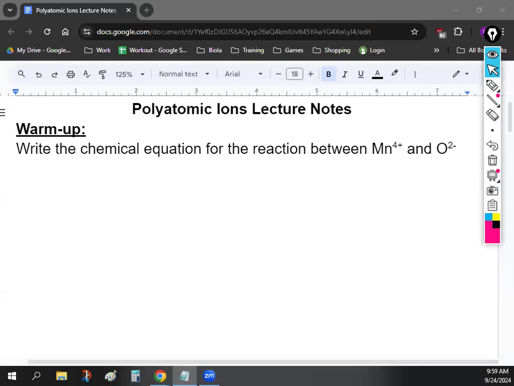All right, so for the warm-up, we're going to take these two ions and write the chemical reaction for them. We're going to start with Mn4+. This is our first reactant, our starting chemical. Then we're going to combine it with O2-. What we're trying to figure out today is what compound they make and how many of each we need in order to finish up this reaction.